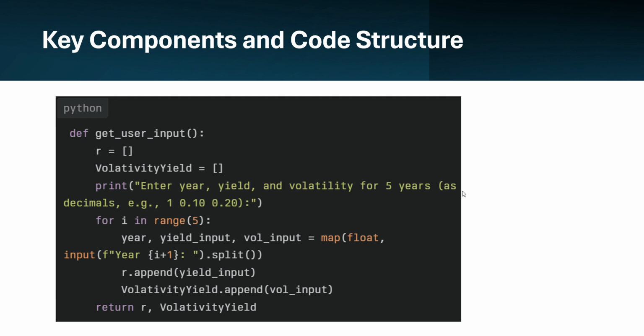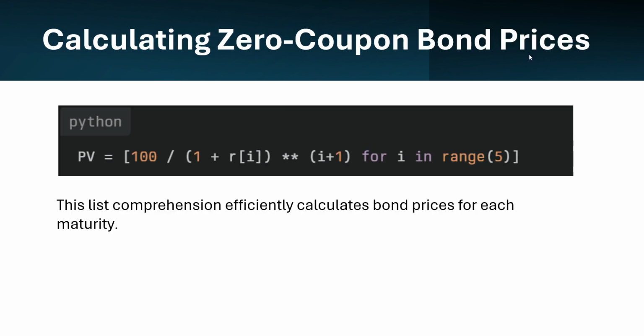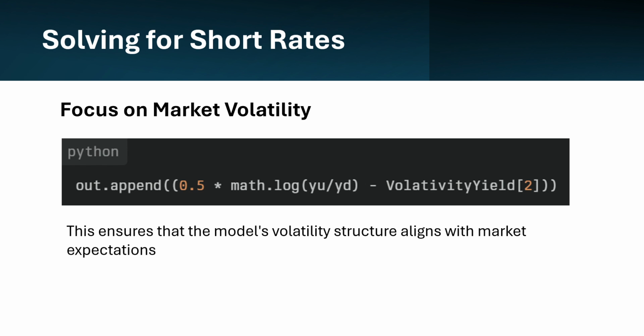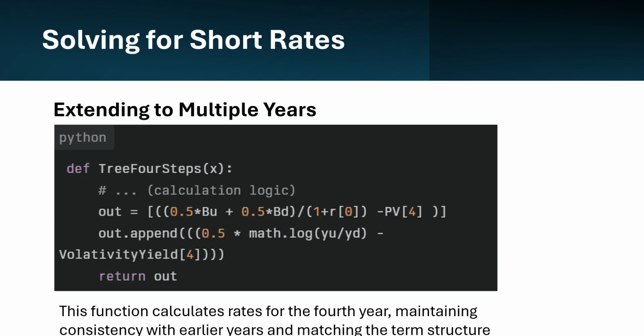Now to quickly summarize our core logic. Here are our key components and the core structures, calculating zero coupon prices. Solving the short rates. First, we need to build the rate tree. Next, we are going to focus on our market volatility. This is for our calibration. Then we expand to multiple years. There's a total of 4 years.